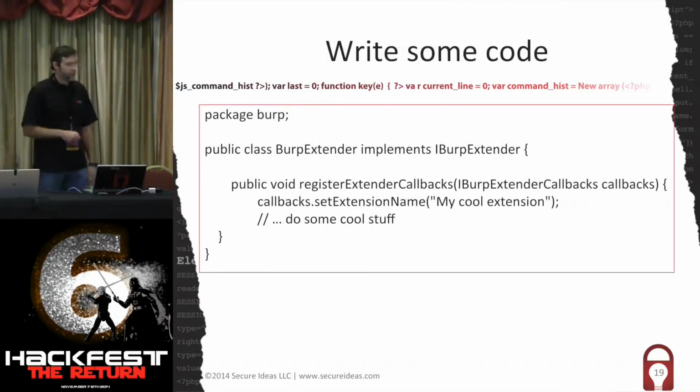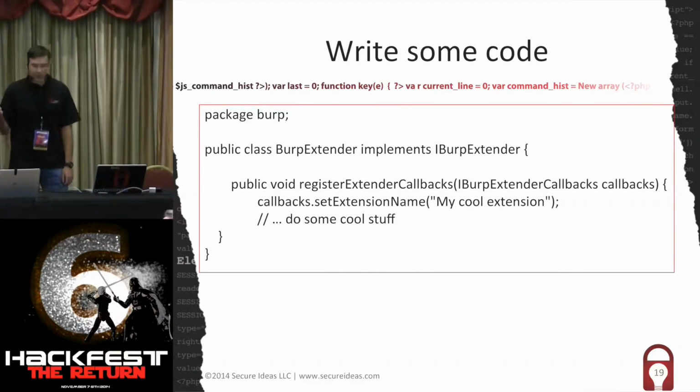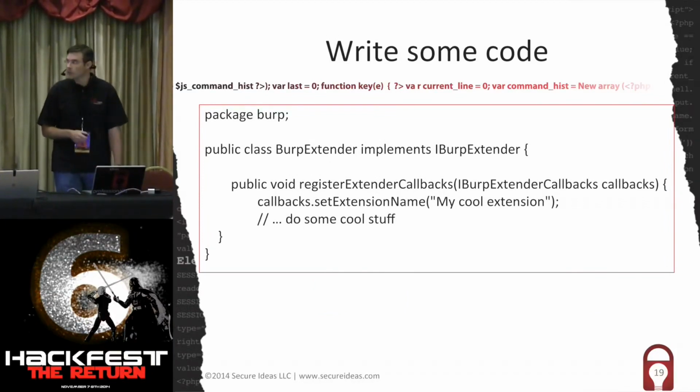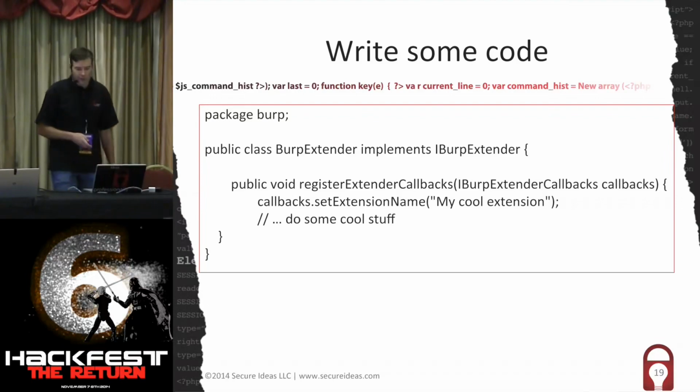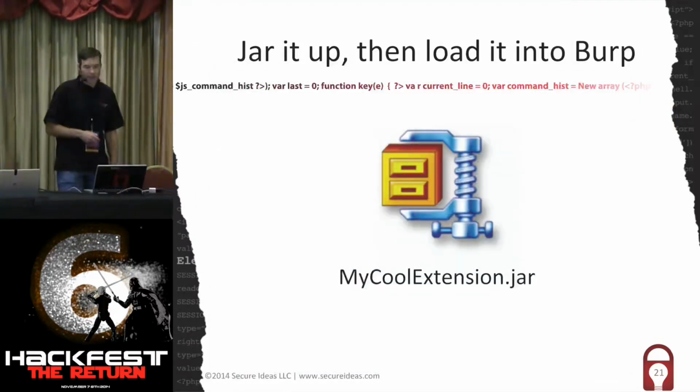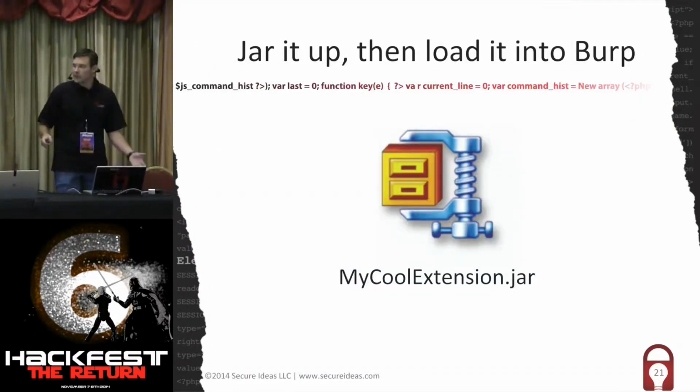Basically, all you need to do is take your Burp API itself, which is in a package of burp. You're going to write yourself a Burp extender, write your code inside of there, build your cool configuration screen, and jar this all up. You just put it into a jar, and then you can load it directly into the Extender tab inside of Burp.